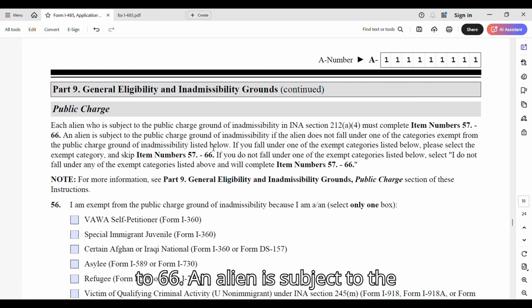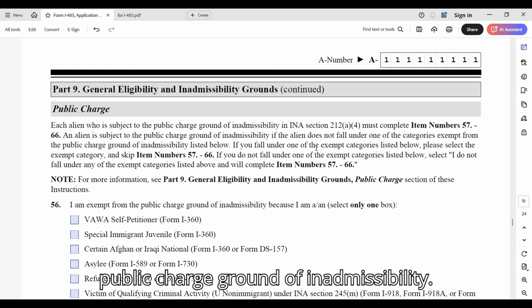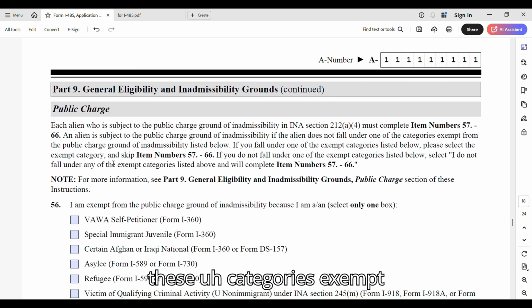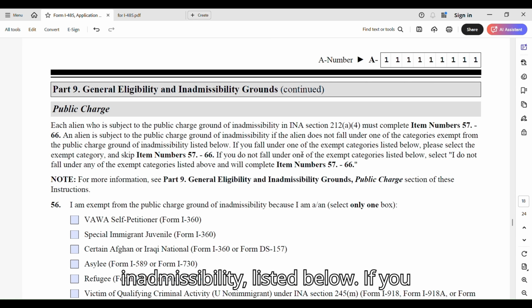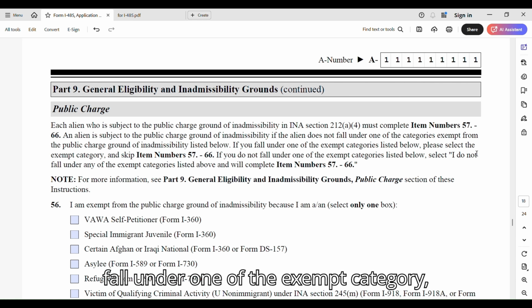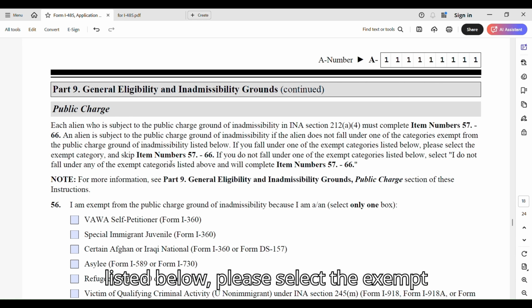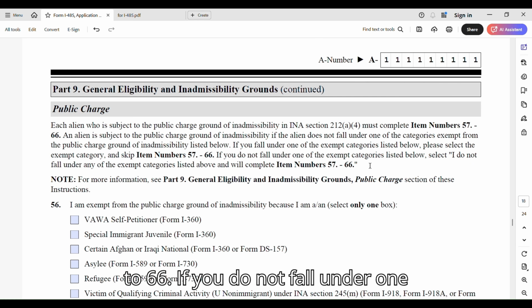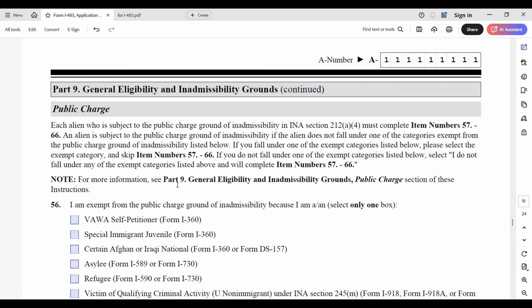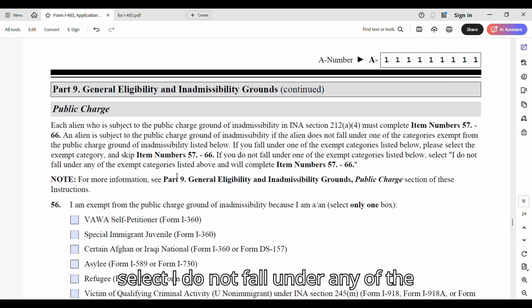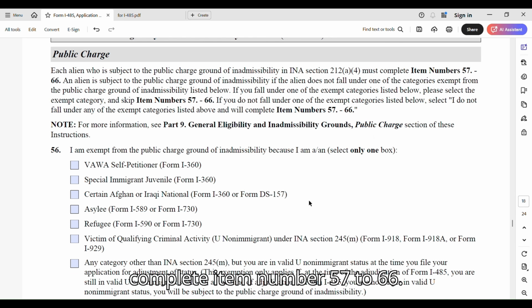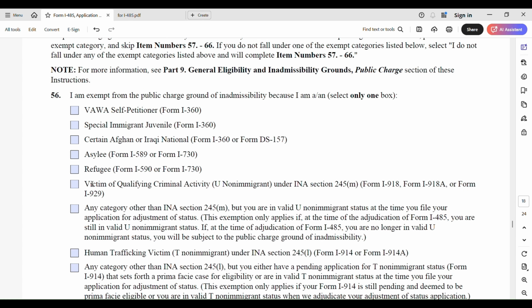item numbers 57 to 66. An alien is subject to the public charge ground of inadmissibility if the alien does not fall under one of the categories exempt from the public charge ground of inadmissibility listed below. If you fall under one of the exempt categories listed below, please select the exempt category and skip item numbers 57 to 66. If you do not fall under one of the exempt categories listed below, select 'I do not fall under any of the exempt categories listed above, and I will complete item numbers 57 to 66.'